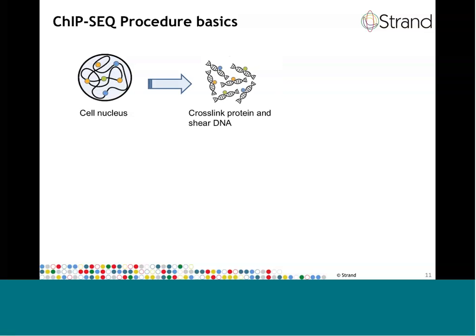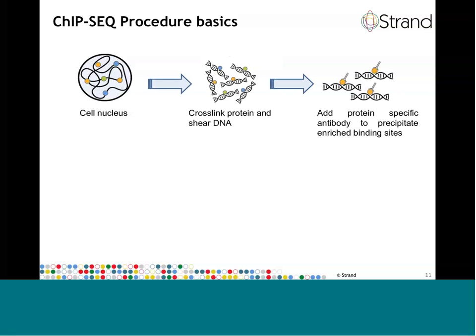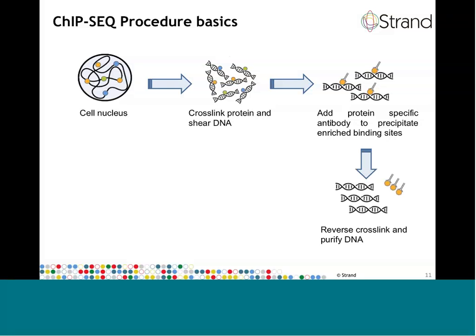The DNA is then extracted from the nucleus and sheared to a particular fragment size. The fragments that contain a particular protein are enriched by the utilization of an antibody that is specific for that particular protein. The crosslink is reversed with chemicals and the protein is washed away, leaving us with just the DNA fragments that the protein is bound to.